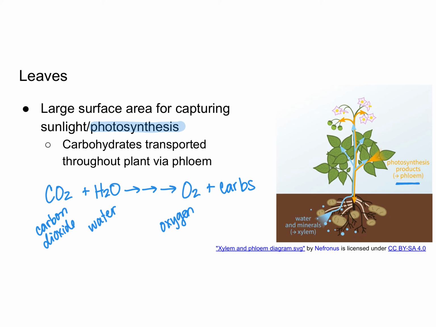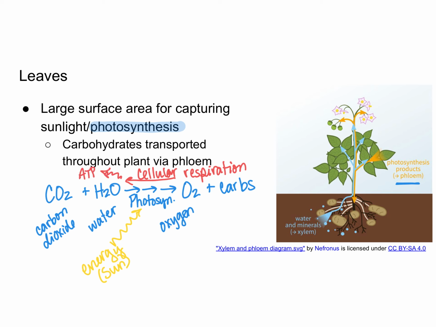And then remember that the cells in the plant can essentially do this reverse reaction, which is cellular respiration. And I forgot to mention that for photosynthesis to occur, which is this forward reaction, there has to be an input of energy from the sun. And then during cellular respiration, there's actually an output of energy in the form of ATP.